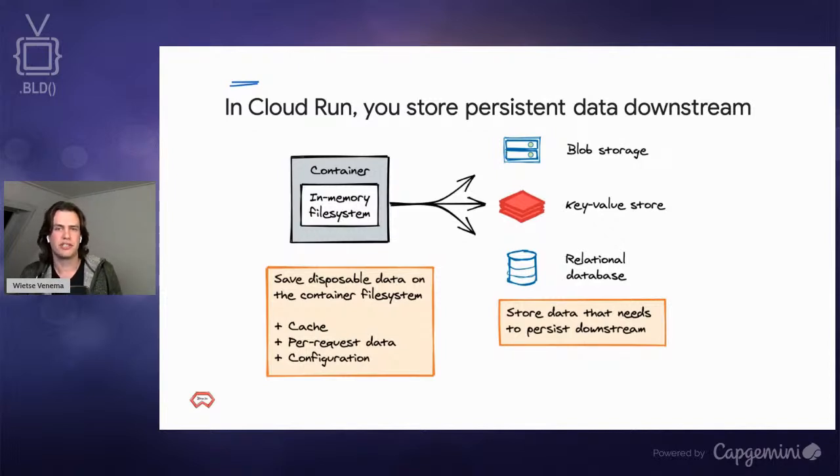Well, this means you'll need to store persistent data in a downstream system, and probably if you're building a scalable system, you're doing that anyway. So you can store binary data in cloud storage, which is the blob storage on Google Cloud. Session data goes to that Redis thing. There's a managed version on Google Cloud that's called Memory Store. And your application data goes into that familiar relational database.